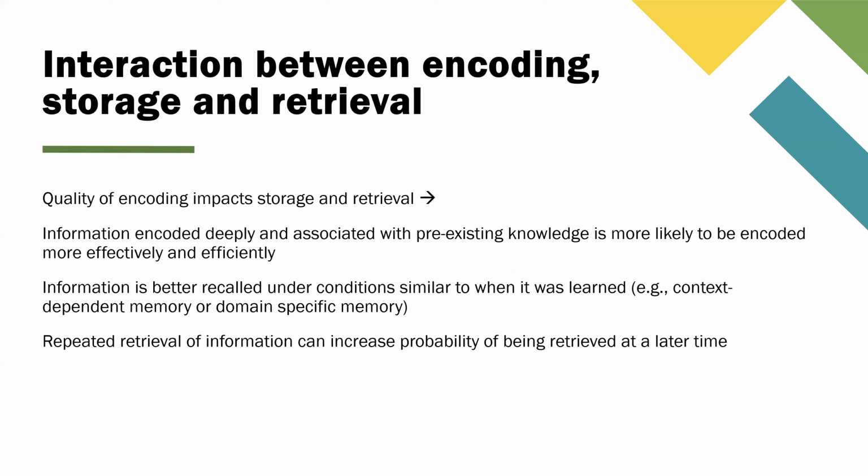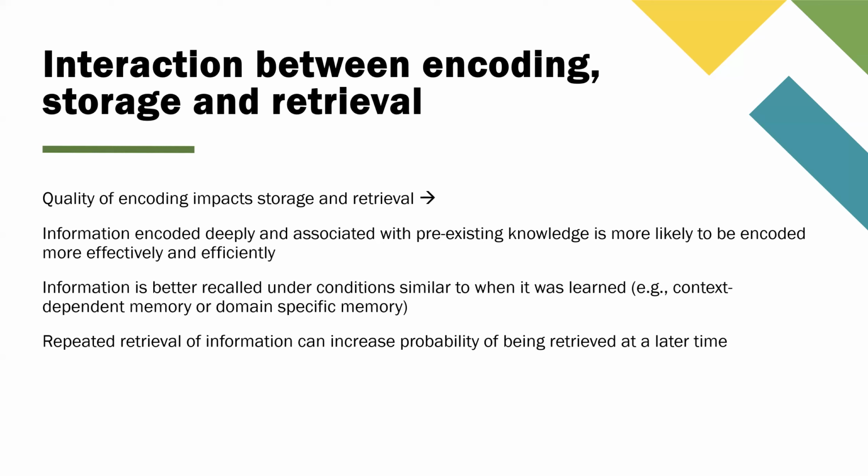So the interaction between encoding, storage, and retrieval, really that quality of encoding impacts those next stages. Like we talked about, it impacts storage and retrieval. Information that's encoded deeply and that's associated with pre-existing knowledge is much more likely to be encoded more effectively and efficiently. So that makes sense, right? If you're learning new information that already relates to pre-existing knowledge or a pre-existing topic or something that you're familiar with, you're much more likely to store that information better.